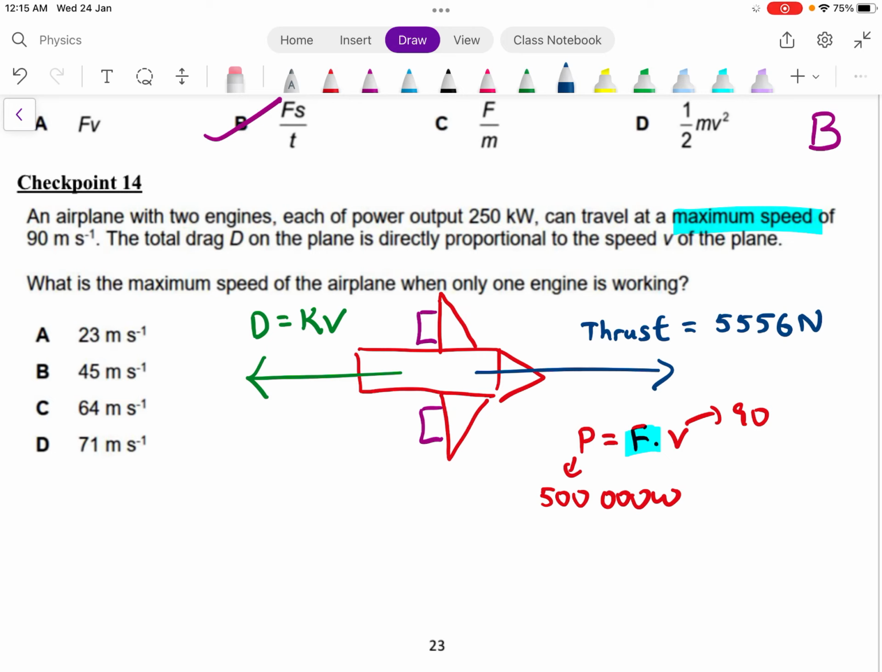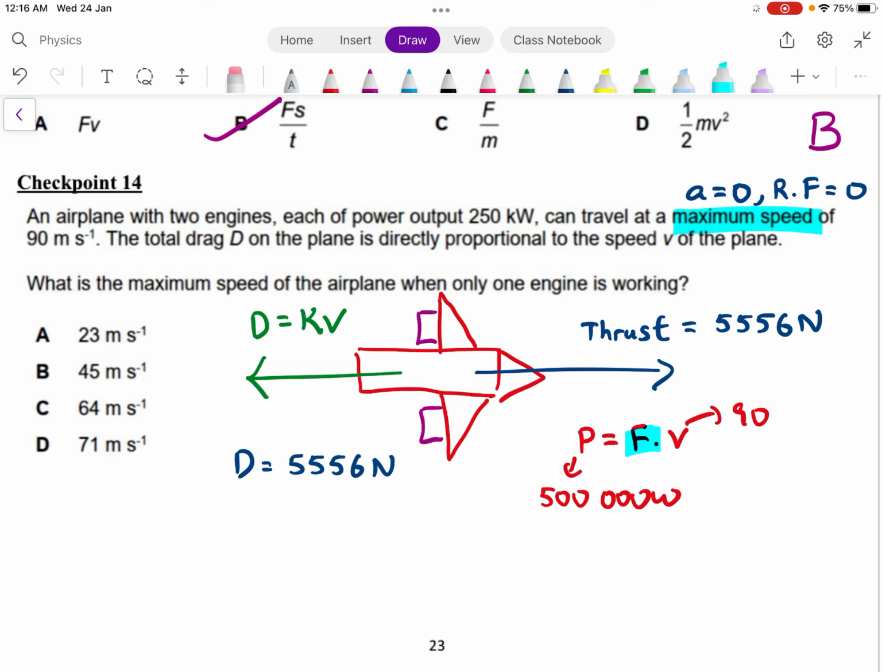They say it's a maximum speed, meaning that when you see maximum speed, always remember you cannot accelerate any further. So the acceleration is equal to 0, which means the resultant force is equal to 0. So my drag force D is also equal to 5556 Newton. When traveling at maximum speed of 90 meter per second, my forward thrust is 5556 and my drag force is also 5556.